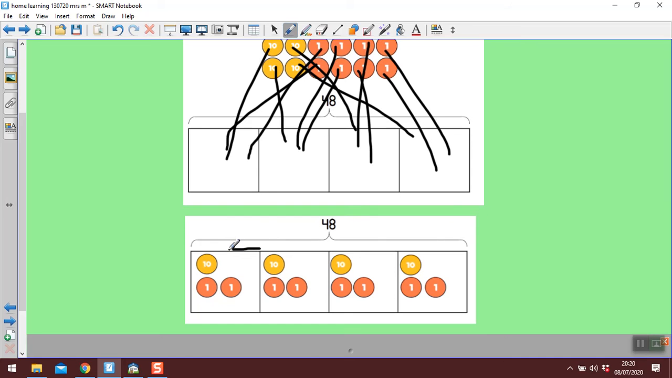So 1/4 is just 1 out of 4 parts. So what is 1/4 of 48? It's 10 add 1 add 1. So 1/4 of 48 is 12.